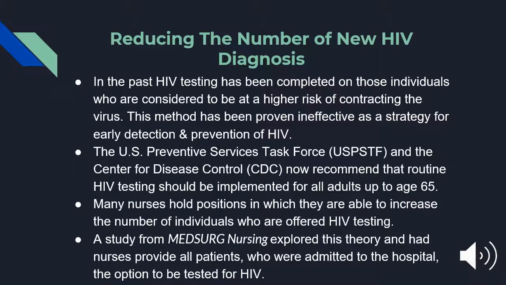One of our Healthy People 2020 objectives is to reduce the number of new HIV diagnoses. In the past, HIV testing has been completed on those individuals who are considered to be at a higher risk of contracting the virus, so those individuals with multiple sexual partners or who partake in IV drug use. But it has been proven that this is an ineffective strategy for early detection and prevention of HIV. Now the U.S. Preventive Services Task Force and the Centers for Disease Control recommend that routine HIV testing be implemented for all adults up to age 65.